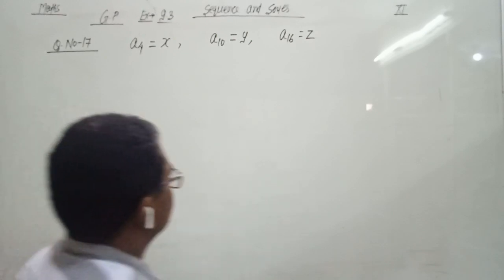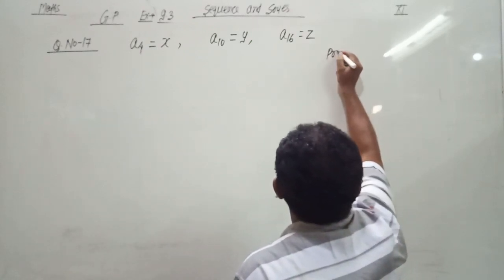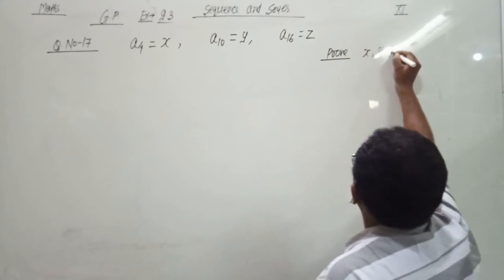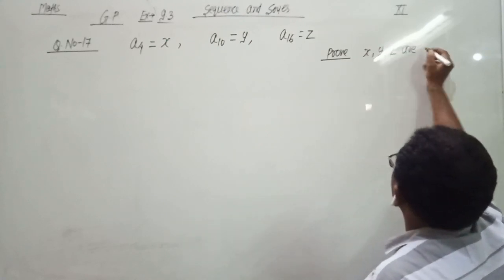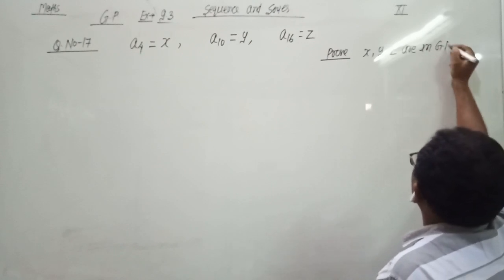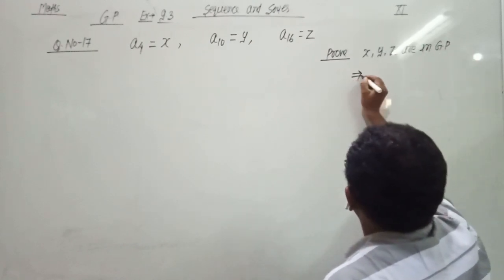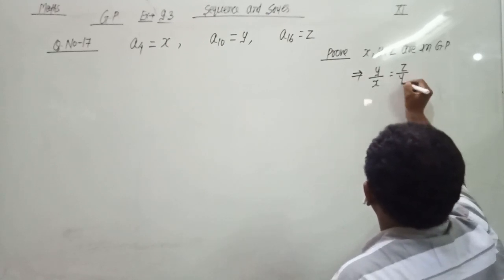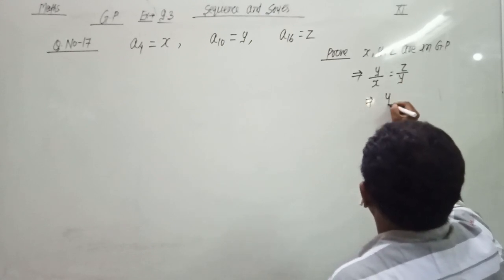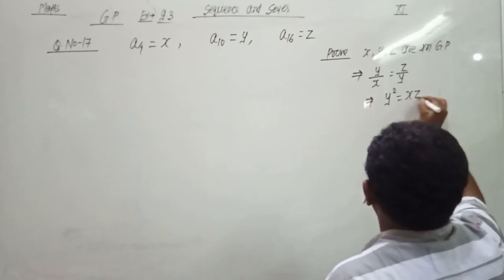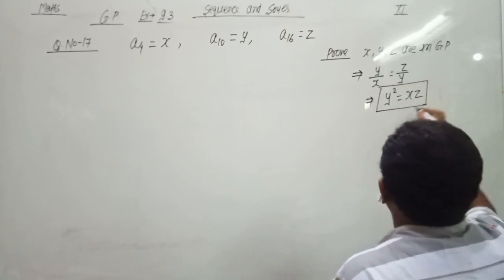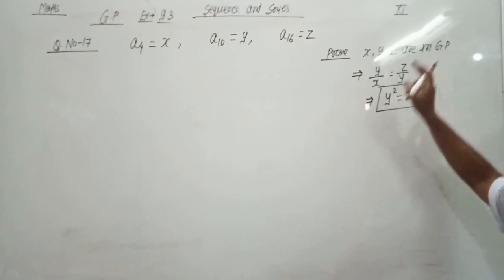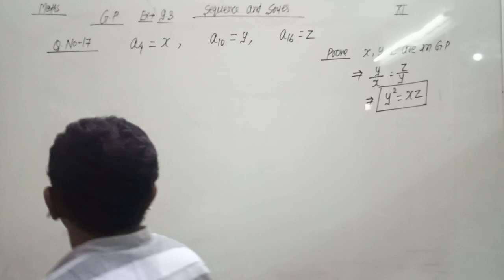Then prove that x, y, z are in GP. x, y, z are in GP means y by x equals to z by y, and this implies y square equals to x into z. So if we prove that y square equals to x into z, it means x, y, z are in GP.